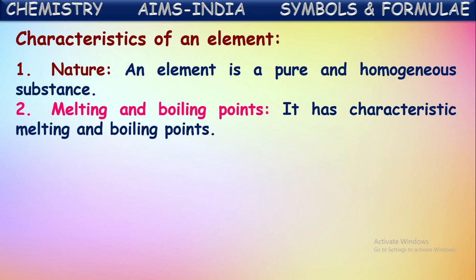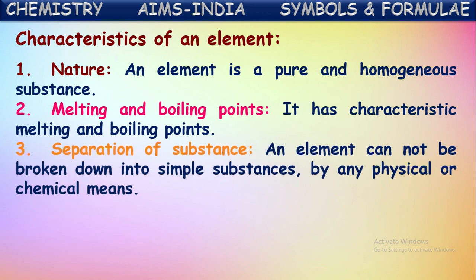Melting and boiling points of elements. Each and every element in its pure state will have characteristic melting and boiling points. So if you take any pure element, it will have a fixed melting and boiling point. When it is mixed with other elements, it may change its boiling and melting points. But if you take any element in the pure state, it will have characteristic melting and boiling points.